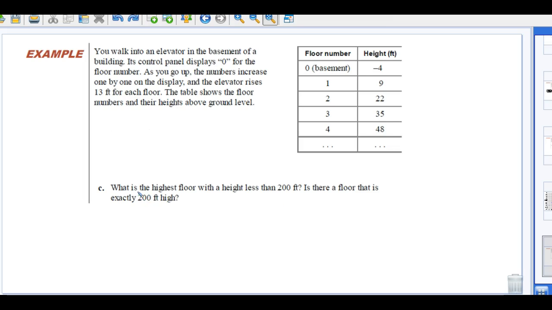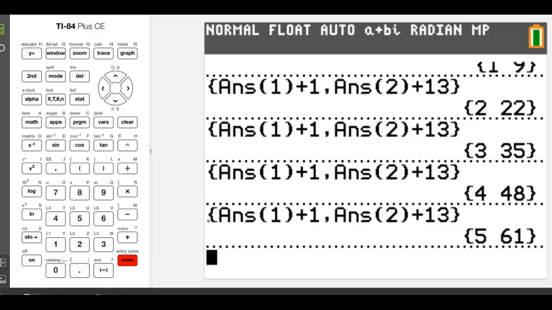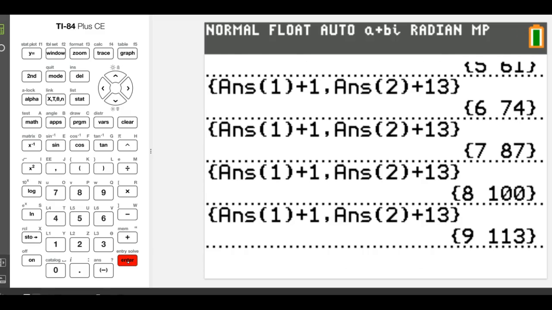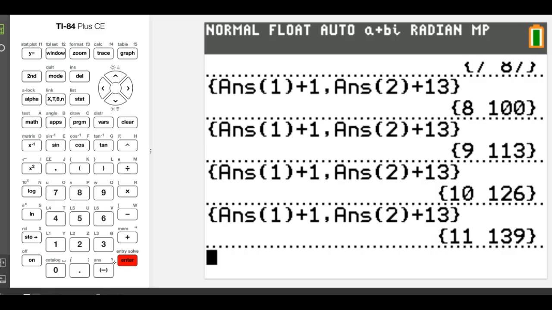Alright, and let's look at number 6. What is the highest floor with a height of less than 200? Is there a floor that has exactly 200 feet high? So what we're going to do is let's go back and let's look at the calculator, because that's probably the easiest one. So we're looking for 200. So if I just keep going up, what's nice is that I still have all of this in my calculator. So there's 100 feet, 113, and now I'm on the 11th floor.